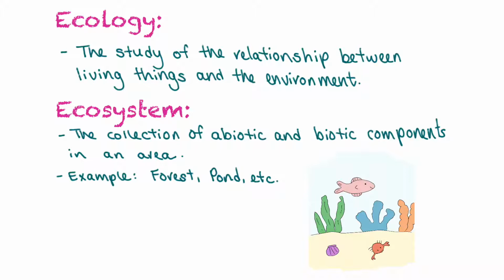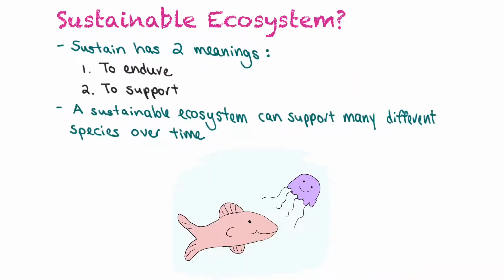An ecosystem is the collection of abiotic and biotic components in an area. So an example of an ecosystem would be a forest, a pond, and even human beings are considered ecosystems because we provide a dwelling place for a whole multitude of bacteria and other small organisms that we can't even see, but we rely on and they rely on us.